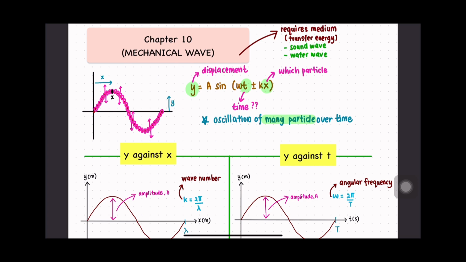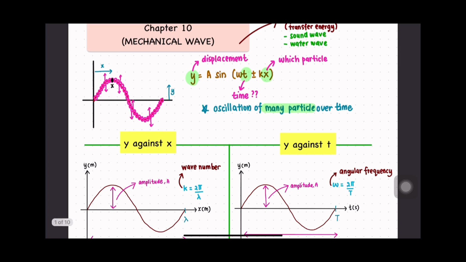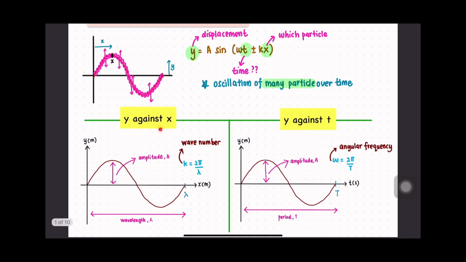In chapter 10 also, mechanical wave is the oscillation of many particles over time. The small circles here are particles. The particles vibrate at their position only, and while doing so they transfer energy, so the wave propagates. But the particles only vibrate at their position, they do not travel. For mechanical wave you will learn two graphs, which are the y against x graph, that is displacement against distance, and the displacement against time graph.